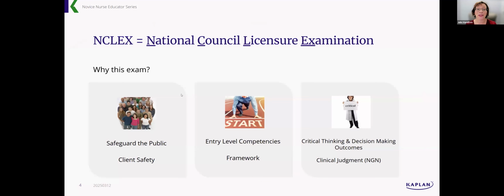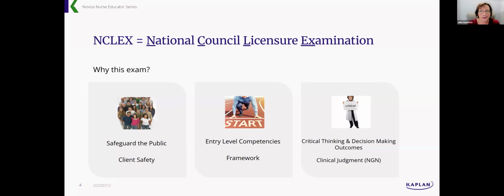So let's first talk about the NCLEX exam. As you're coming out of your clinical practice and you're starting this educational role, you may not have even thought about the NCLEX since you took it. So you want to get yourself really familiar with the NCLEX exam, because the ultimate goal is for students to graduate and then take this licensure exam. So what does the NCLEX stand for? It stands for the National Council Licensure Examination.